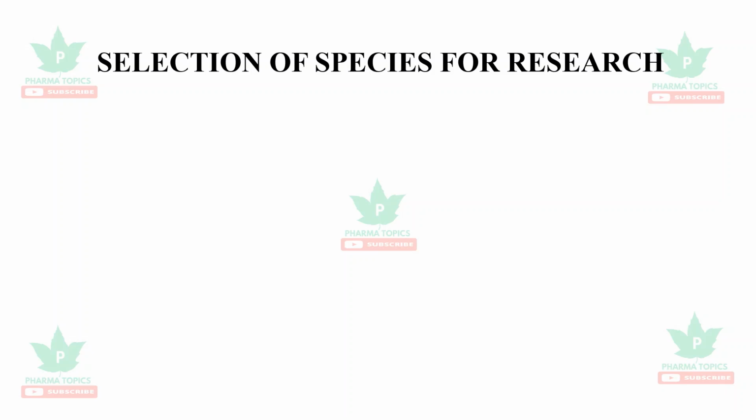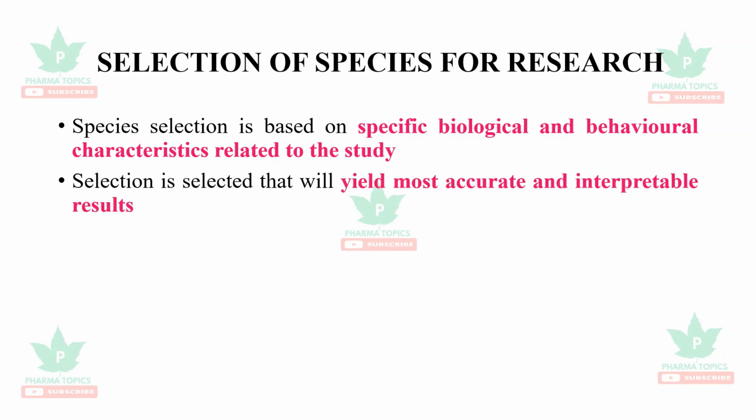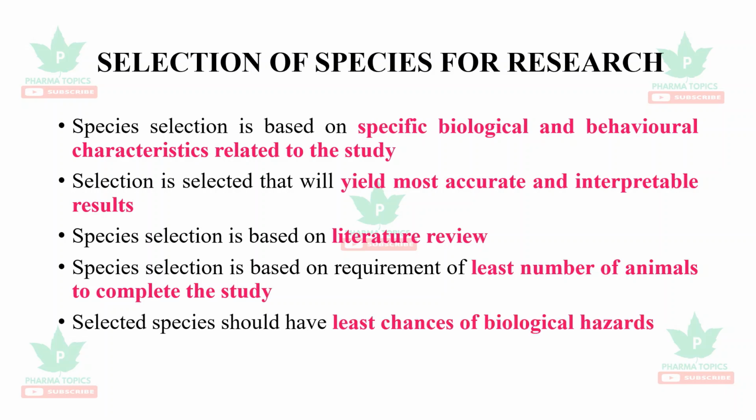First is selection of species for research. Species selection is based on the behavioral or biological characteristics related to the study of interest. The selection should yield accurate and interpretable results. Species selection is based on literature review. Species selection is also based on requirement of least number of animals to complete the study as per the CPCSEA guidelines. Selected species should have least chances of biological hazards.